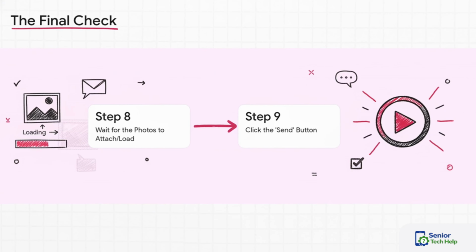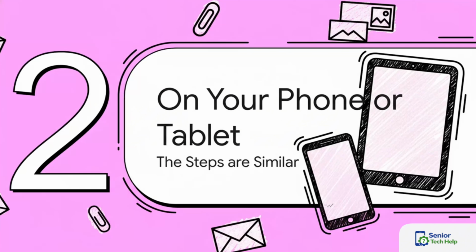Now for the final little check. After you click Open, you'll see your photo show up right there in your email, maybe with a little bar that shows it's loading. Now this is really important, just wait a moment for it to finish loading all the way. Once you can see it's fully attached, you are all set to click that Send button. Fantastic! See? You know how to do it on a computer now.